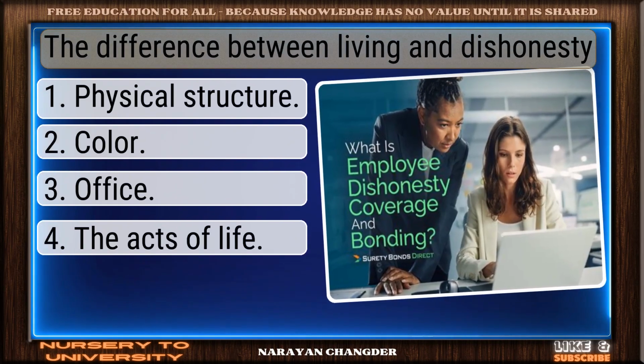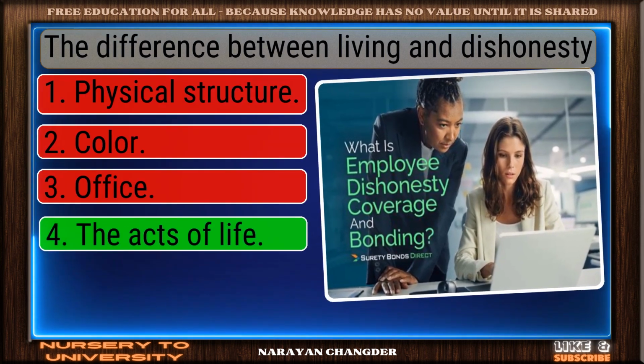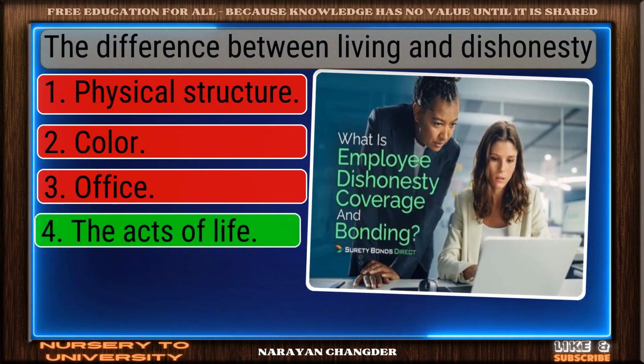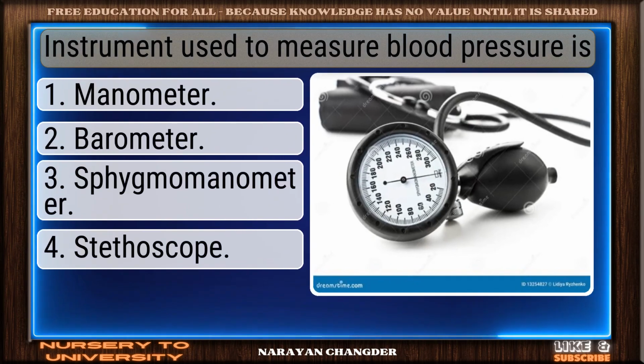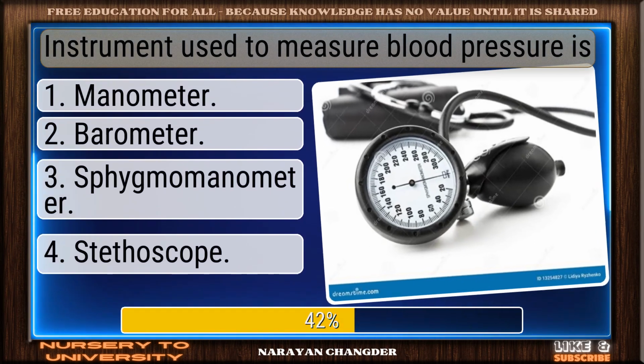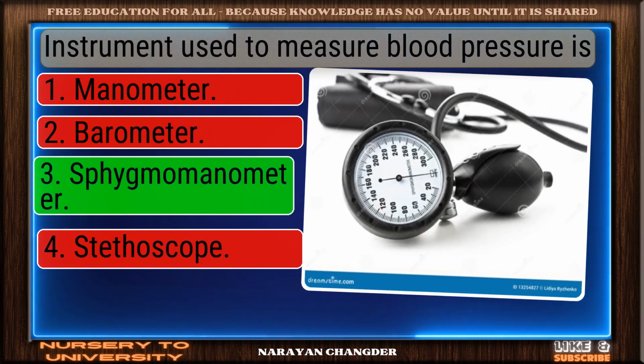The difference between living and dishonesty. Right again. The axe of life is valid. Instrument used to measure blood pressure is. Nice work. Sphygmomanometer fits perfectly.